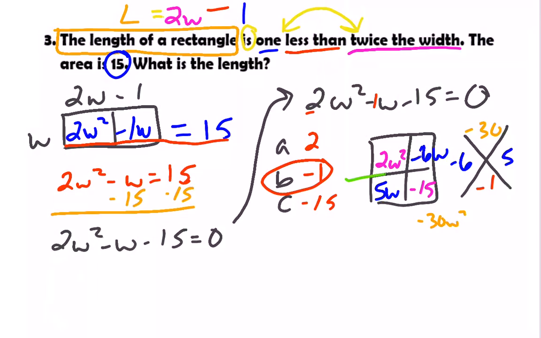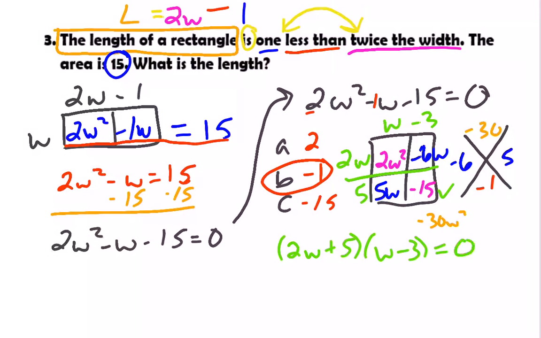Now walk it out by factoring. GCF of my first row is 2w. What times 2w is 2w squared? w. What times 2w is negative 6w? Negative 3. What times w is 5w? 5. And check your last box. 5 times negative 3 is negative 15. So we have 2w plus 5 times w minus 3 equals 0. Separate, set equal to 0, and solve.